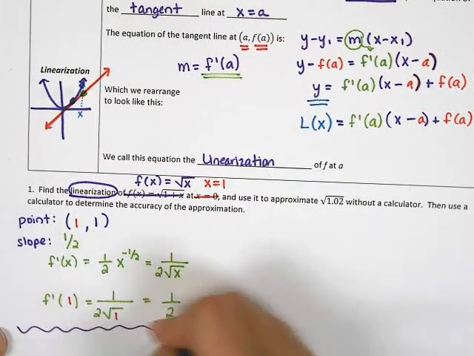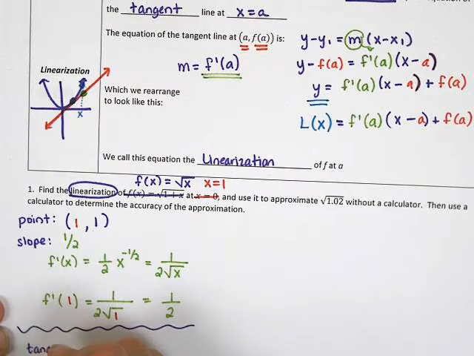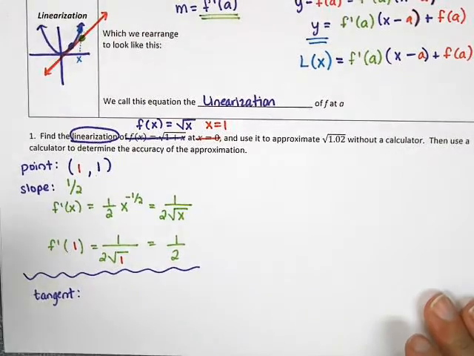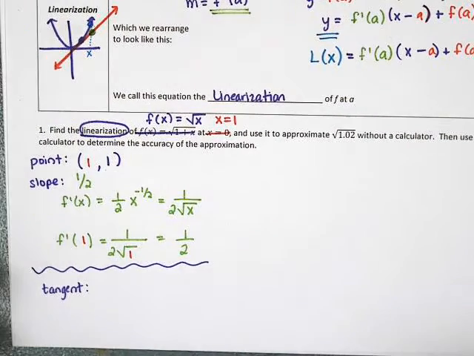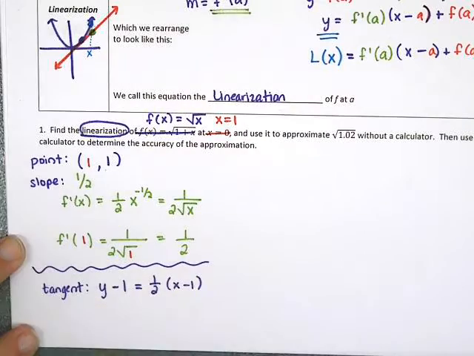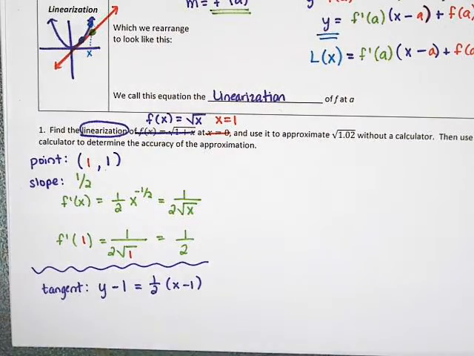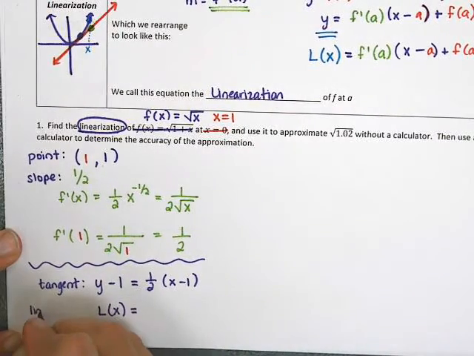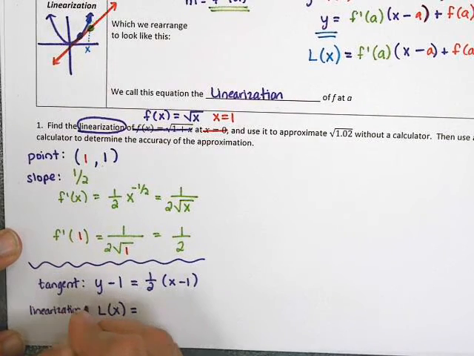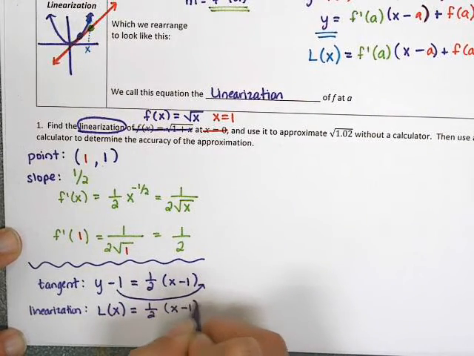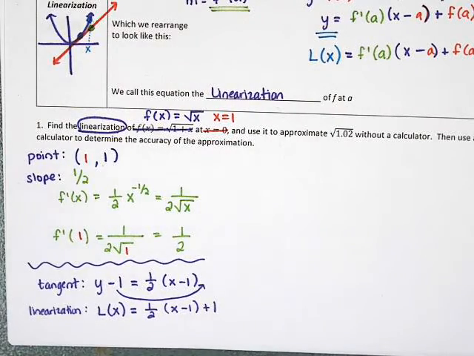That means that my tangent line, which I'm going to move down a little bit so you guys can see it, my tangent line would be y minus 1 equals 1/2 times x minus 1. In order to make this a linearization line instead of a tangent line, I'm going to change the y to an L of x. And I'm going to add the 1 on the other side. So 1/2 times x minus 1 plus 1. Now we're not quite done yet, but we're done with the first part.